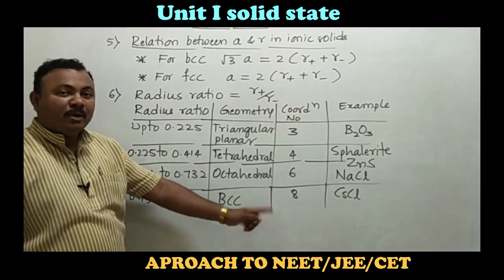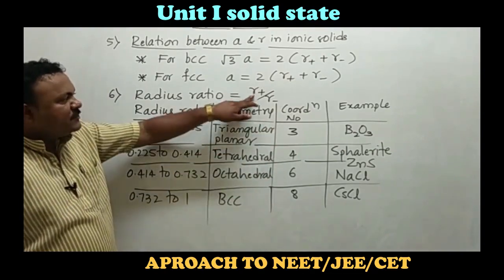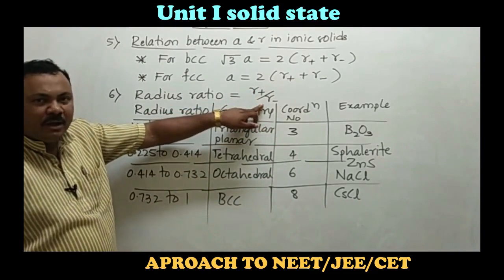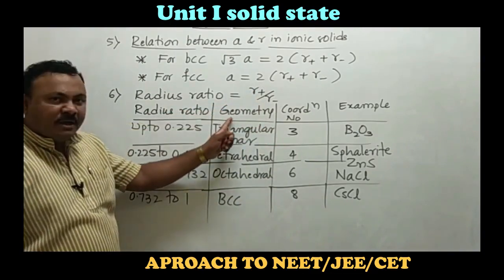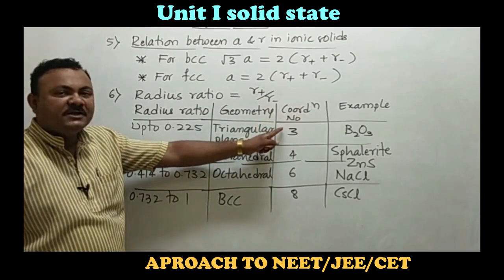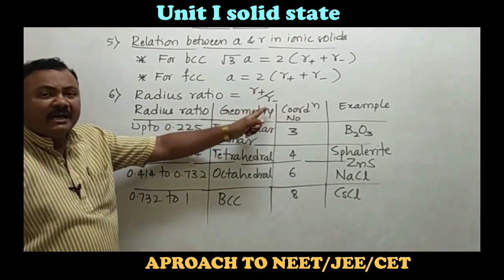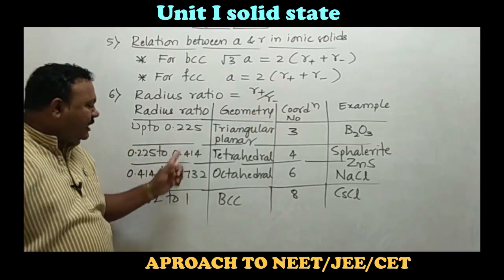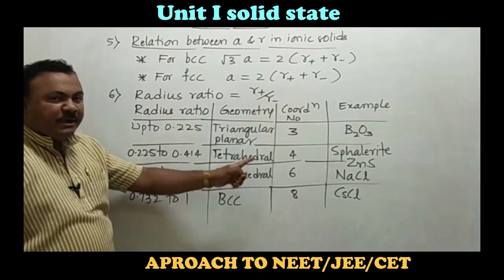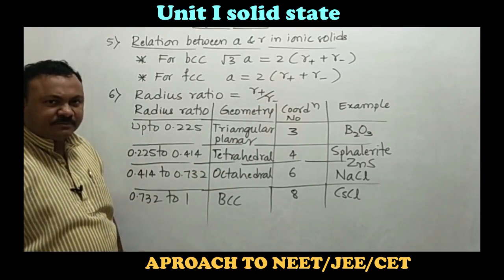So how we are getting problems on this? You will be given radius of cation and anion, and you will be asked to predict a geometry, or you may be asked to find coordination number. It's very easy. Just divide cation radius by anion radius. Based on the value you are getting, geometry and coordination number can be given.